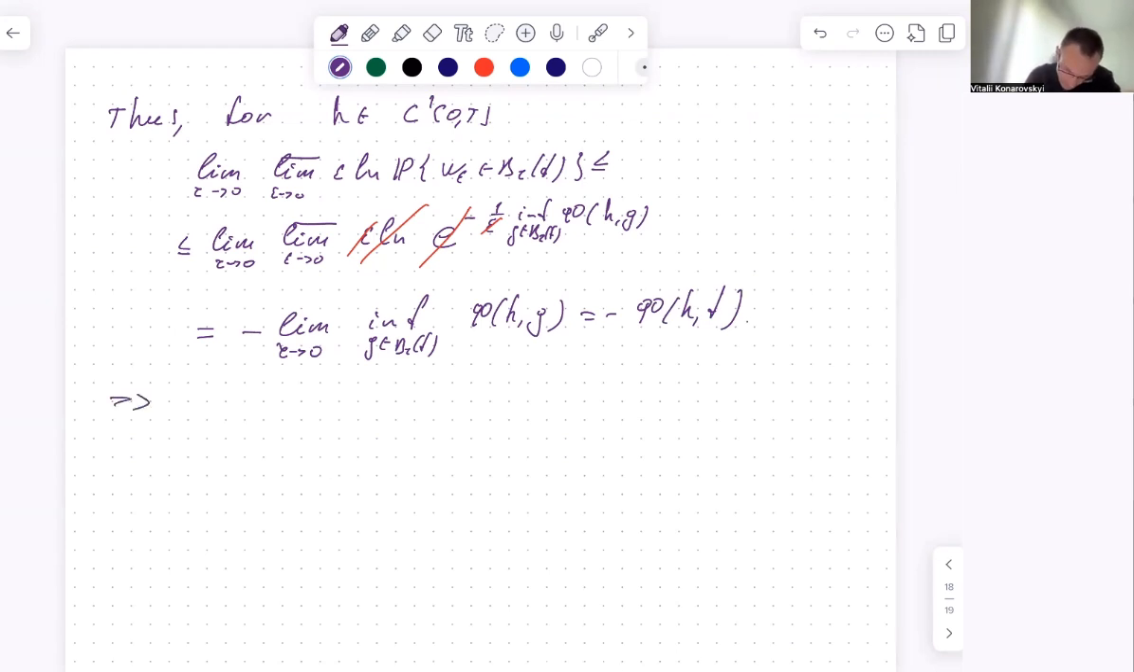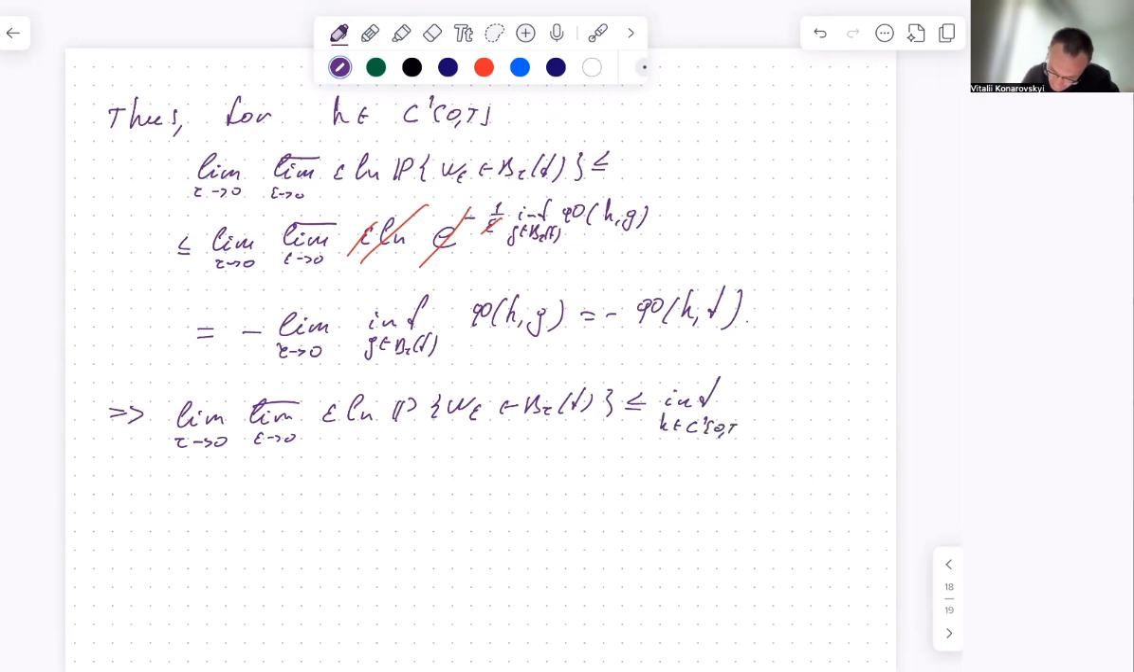So this implies that we obtained the upper bound, where the function h was any function which was continuously differentiable. But if it happens for every h, it will also be true if you take the infimum over h. So therefore, this implies that limit r goes to 0, limit epsilon goes to 0, the probability W epsilon belongs to B_r of f is less or equal than infimum over all h belonging to C1 0t of minus phi of h comma f. Or it is the same as minus supremum h belongs to C1 0t of phi of h comma f.